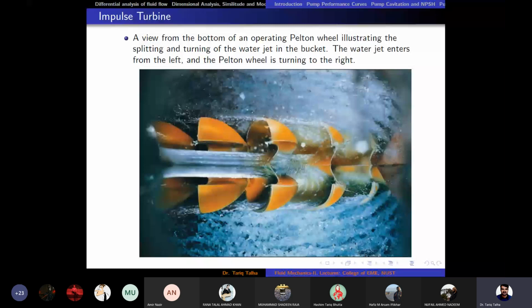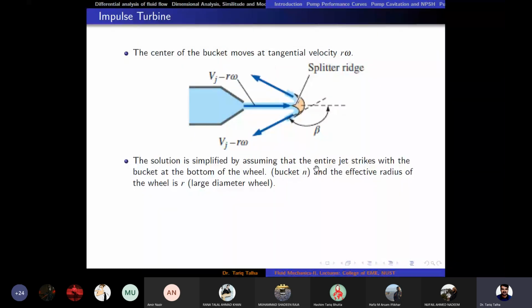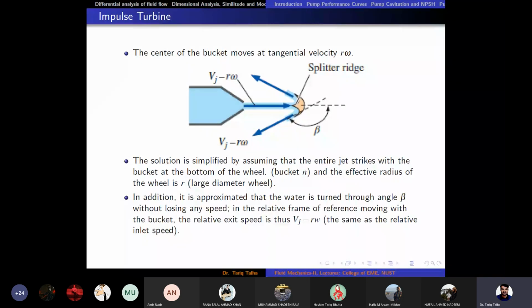So now the solution is simplified by assuming that the entire jet strikes the bucket at the bottom of the wheel, and the effective radius of the wheel is R, which is quite large. So we are just ignoring the height of the bucket. In addition, it is approximated that the water is turned through angle beta without losing any speed. So it means that whatever the jet velocity was here, the same velocity was here.